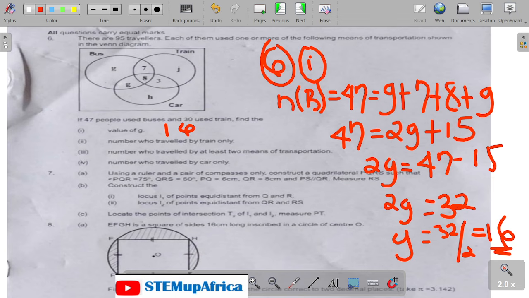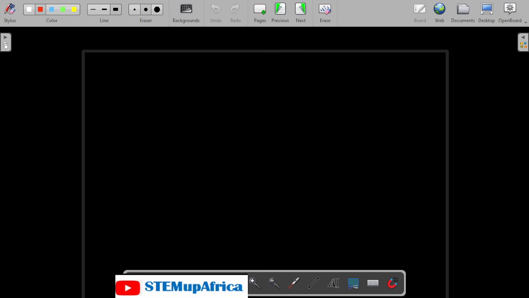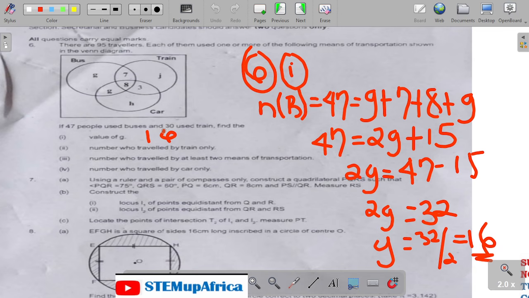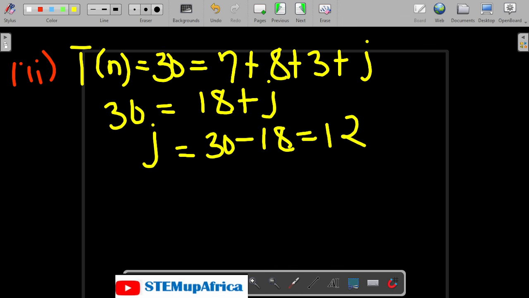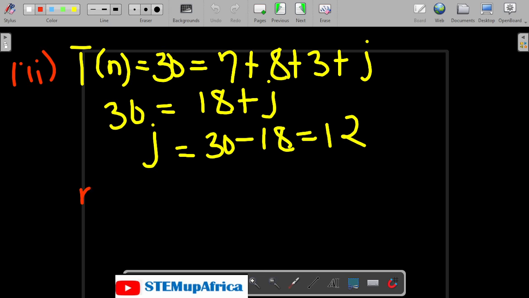Then, who travel by train only? Remember, I said 30 travel by train. So let's deal with train, and the train only is j. So I have 7, 8, and 3 and j, and train is 30. The number of train, which is 30, equals 7 plus 3 plus 8 plus g. So we have 30 equals 18 plus g. So j now is 30 minus 18, that is 12. So the number that travel by train only is simply 12.